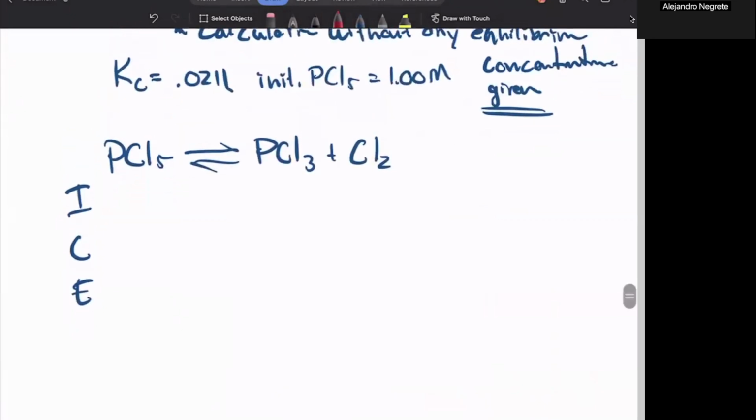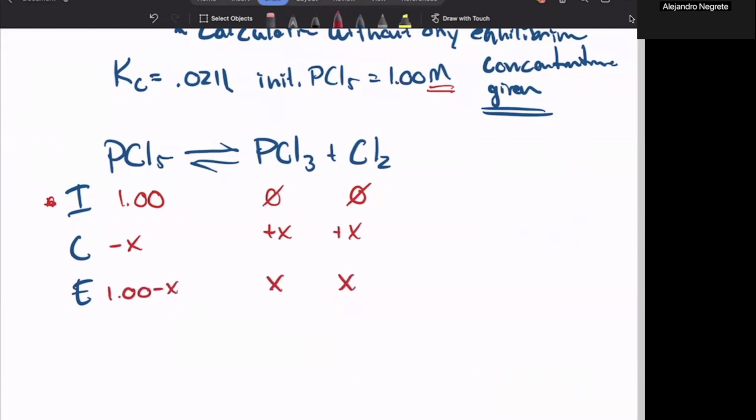So we do have an initial concentration. That's what this is, initial concentration. It's already given to us in molarity, so we're going to put 1.00. And our initial for the product is going to be 0, and this is going to be 0. This is going to be minus x, plus x, plus x, 1.00 minus x. This is x, and this is x. Okay. So now that we have that information, we do have what K sub C is.